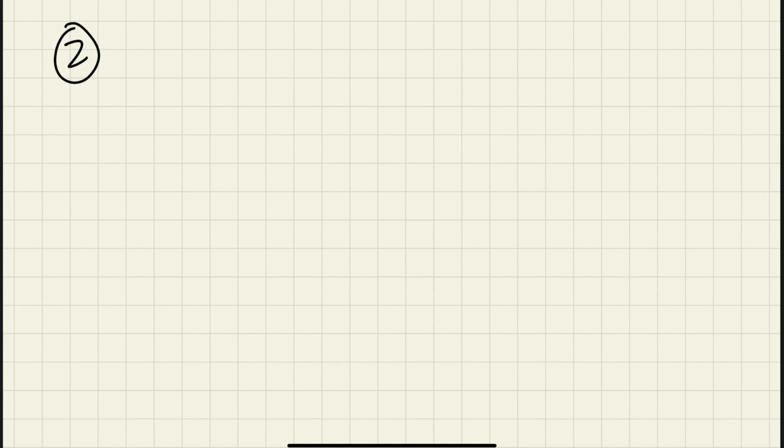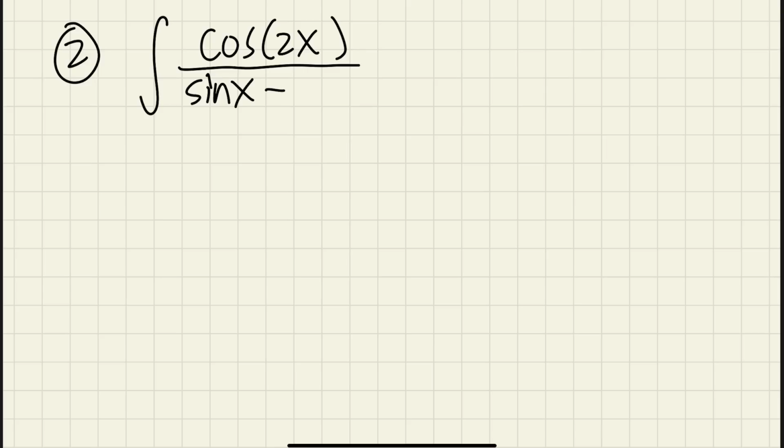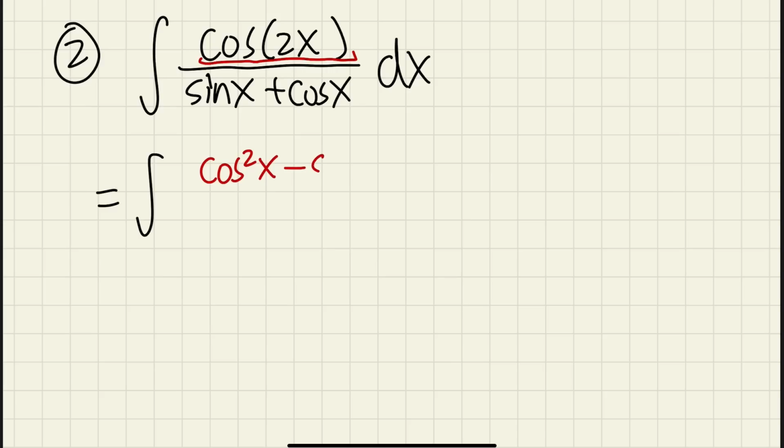Now, number 2. Here we are going to integrate cosine of 2x over sine x plus cosine x. The 2x inside of the cosine is suspicious, right? Yes, we are just going to use the double angle identity, and the version that we are going to use is the following. I'm going to break this down by looking at this as cosine square x minus sine square x.